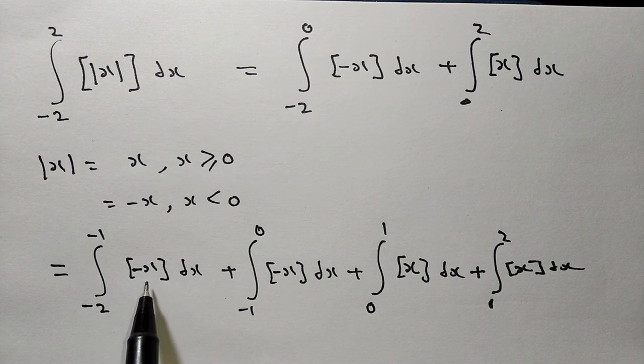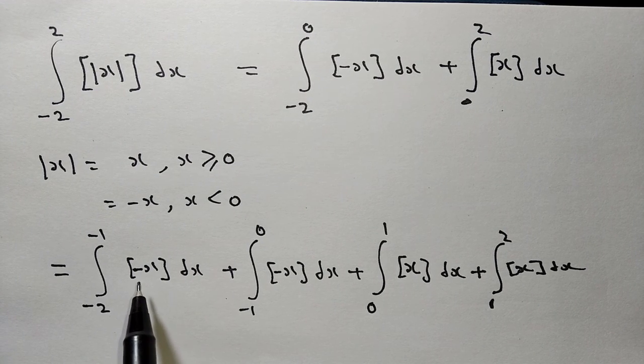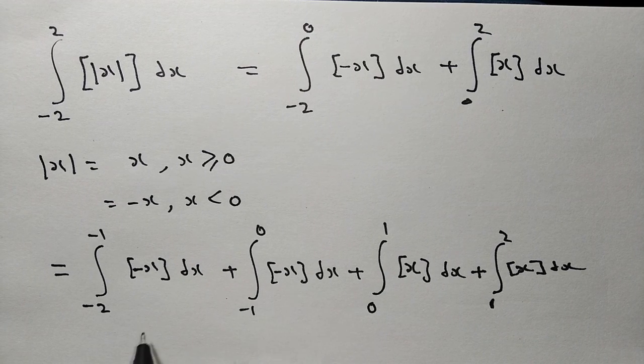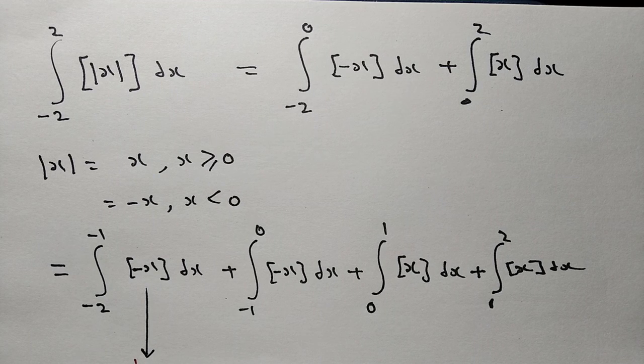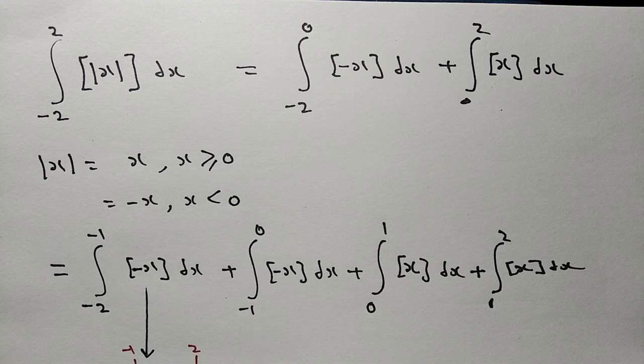Now we know that minus x from minus 2 to minus 1 will convert to a positive value between 1 and 2. So the greatest integer function of x, for x between 1 and 2, is equal to 1.